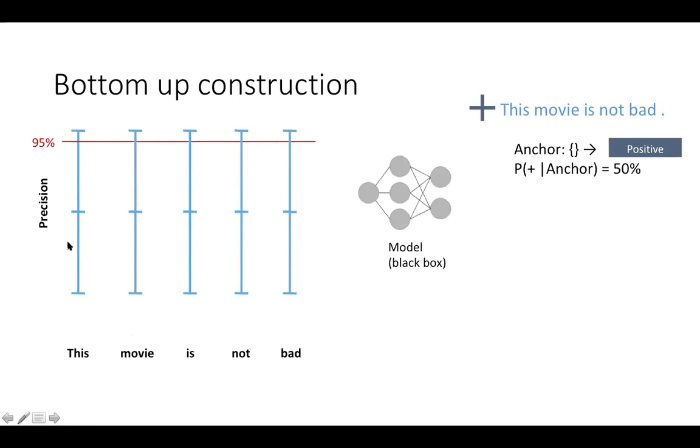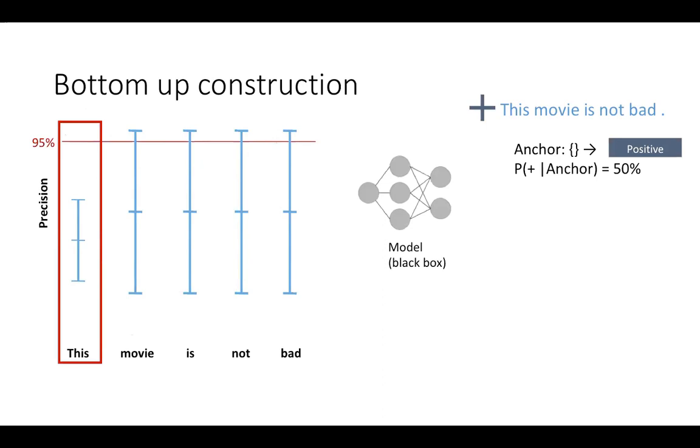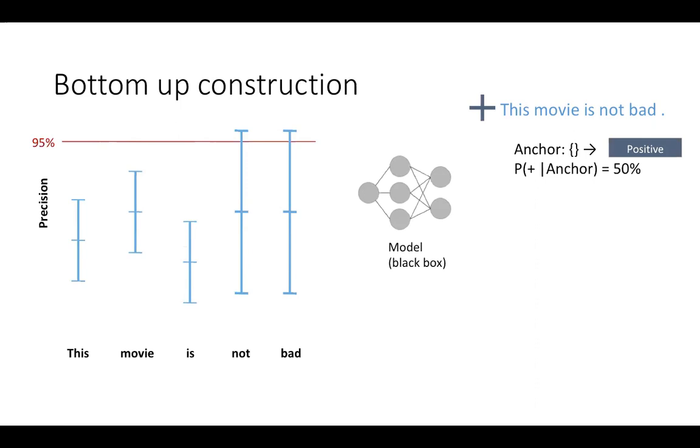Now I query the model. Given a particular anchor, I query the model. Say with the anchor this, I obtain a precision like this. It actually is far below 95%. Say next I take movie. It's still below 95%. Is, again far below 95%. Not actually goes close to 95%, at least part of it is above 95%. And then bad also is far below 95%. So why is there a mean and standard deviation? Any idea? Where is the question of mean and standard deviation coming from?